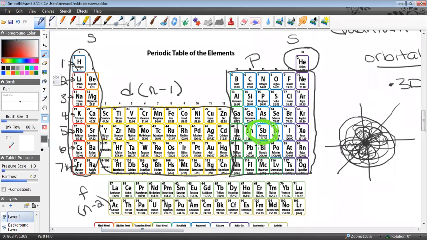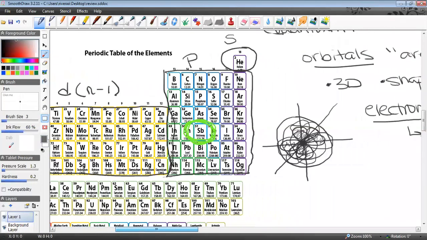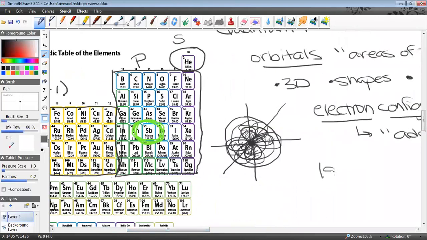So the electron configuration always starts with up here in the first period, the 1s orbital. And I can fit, remember, 2 electrons in there. So the first part of my electron configuration is gonna be 1s2, because you just count the elements, 2 electrons in the 1s. So we're gonna go 1s2.